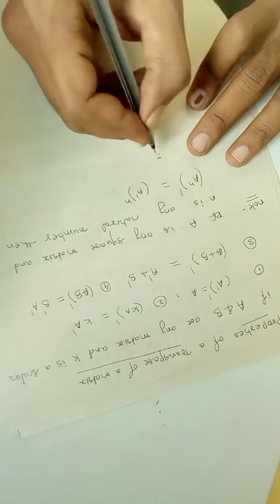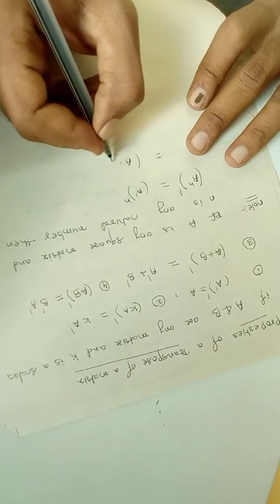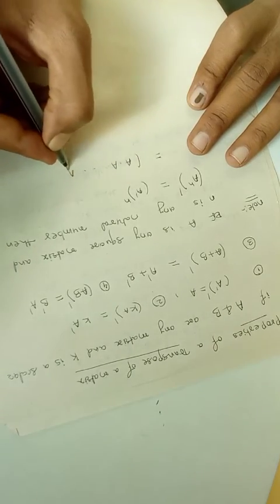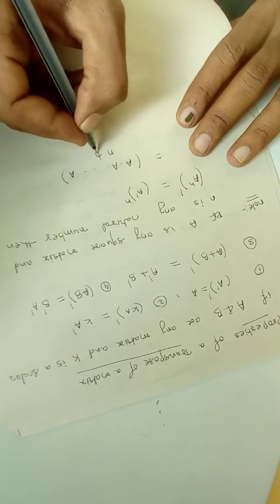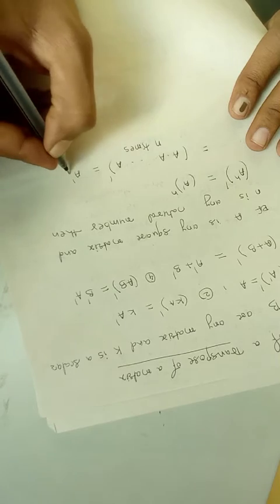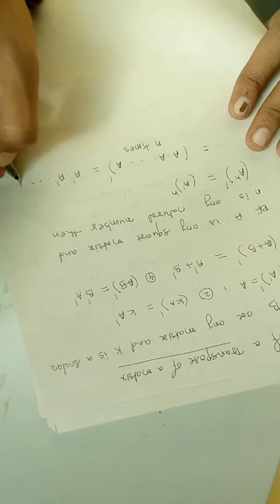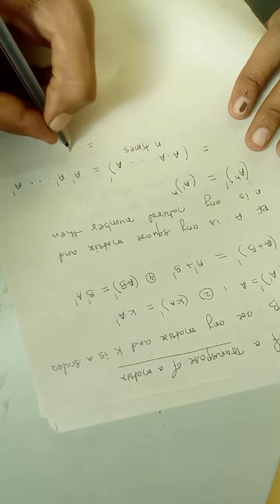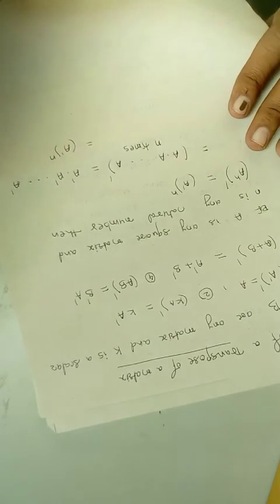So we can prove this. A raised to n means what? A into A n times, and whose transpose is equal to A transpose into A transpose and so on, A transpose n times. So this can be written as A transpose raised to n.